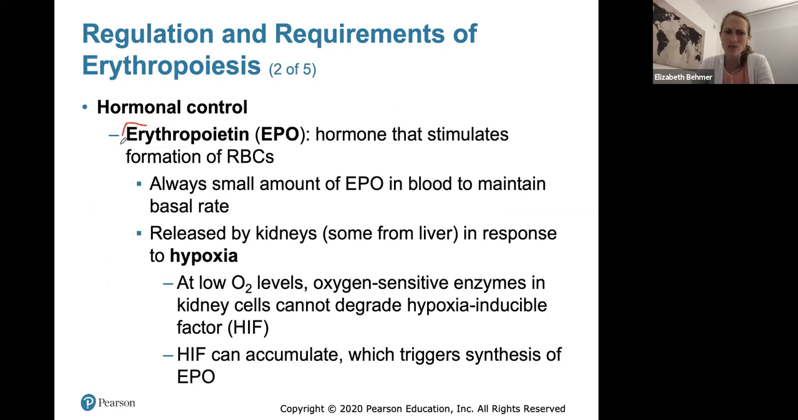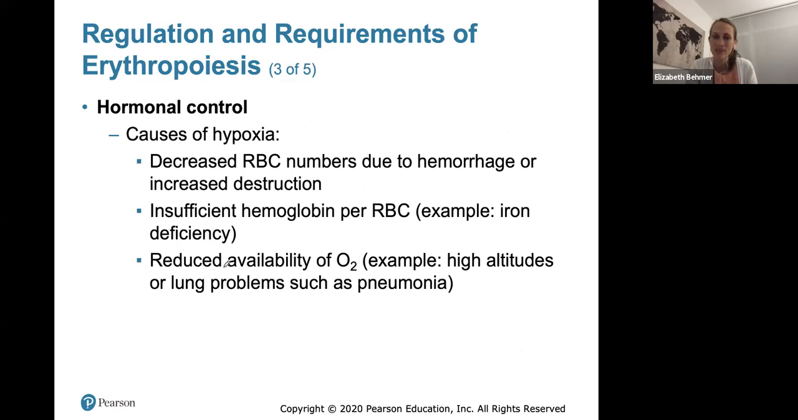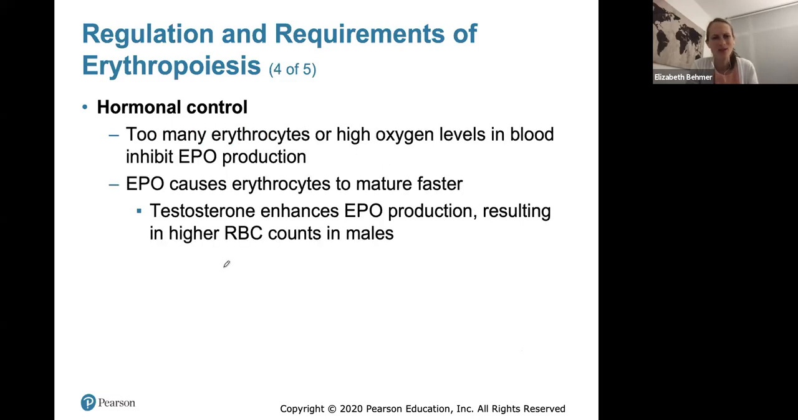The big hormone that stimulates the formation of red blood cells is erythropoietin. That'll be released by the kidneys. So this is actually a hormone that's released by your kidneys in response to hypoxia, which is just low oxygen levels. So if your body realizes that not enough oxygen is getting to your tissues, then your kidneys will release this hormone erythropoietin, which will start the formation of red blood cells. So that's all you kind of need to know about that.